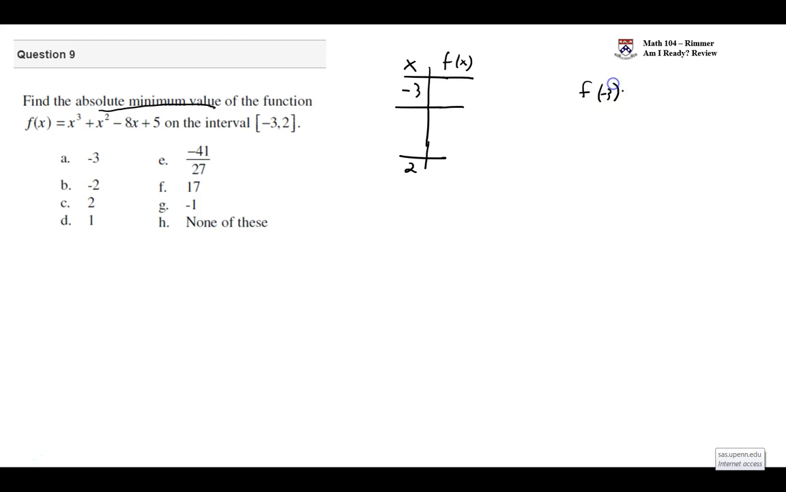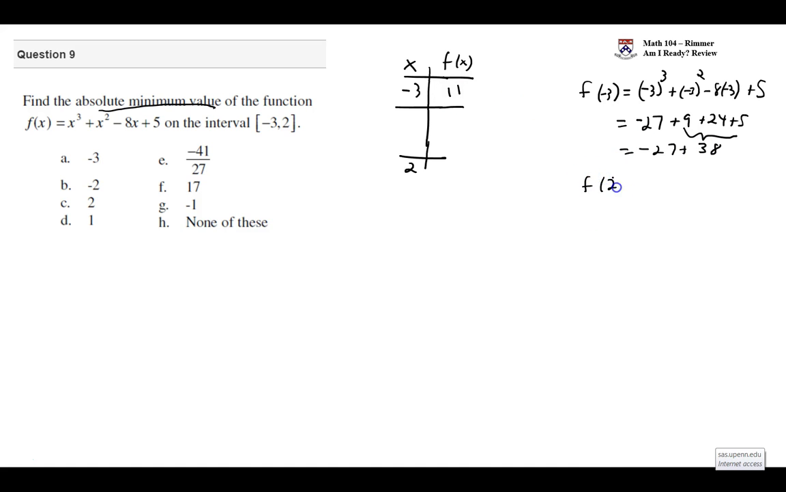If we plug in a -3, we're taking a -3 and cubing it, taking a -3 and squaring it, multiplying a -8 by a -3, and adding on 5. That is a -27 plus a 9 plus a 24 plus a 5. These positive guys together are 38. And then when you take away 27, what you end up with is 11.